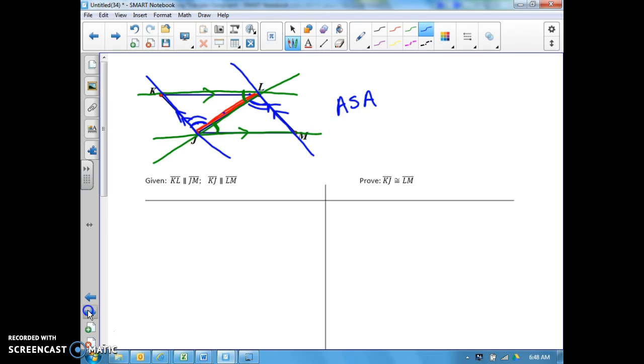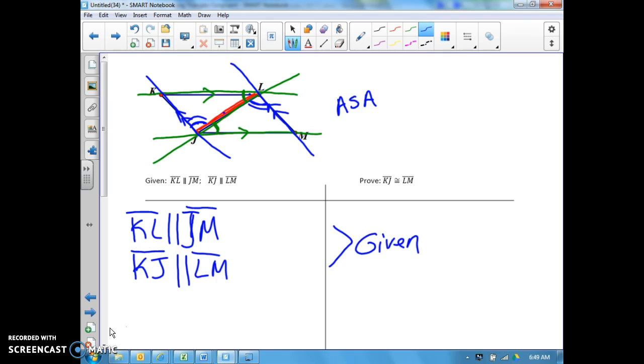So let's do that. Start off by writing your givens. So we've written down our givens. And I'm going to go ahead and list my reflexive piece first, that JL is congruent to itself, because it's really easy to do right there at the beginning.